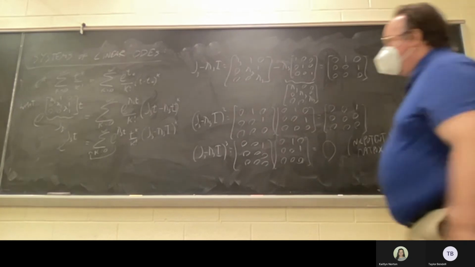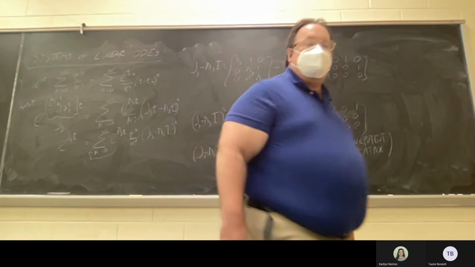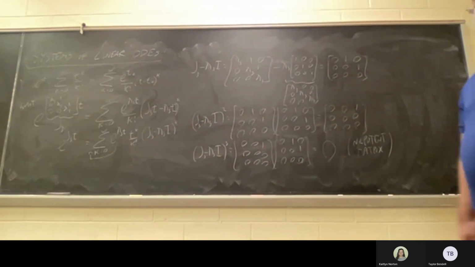So even though what we have here is an infinite sum, it's actually a finite sum because most of the terms are 0. So now that I know what all the powers of J3 minus lambda 3 identity are, I have expressions for them. Now I can work out what that is.